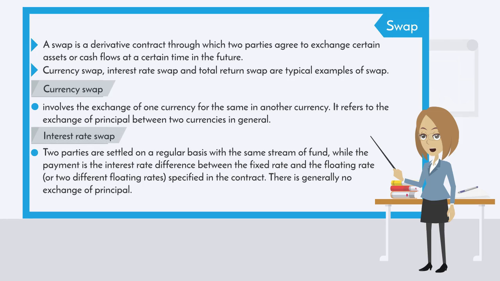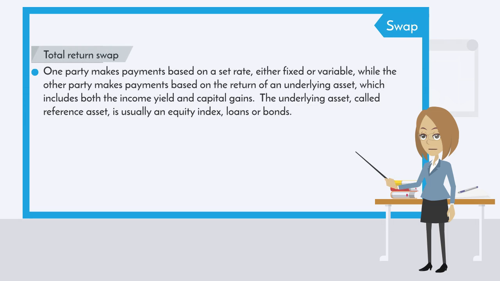If it is an interest rate swap, two parties are settled on a regular basis with the same stream of fund, while the payment is the interest rate difference between the fixed rate and the floating rate, or two different floating rates, specified in the contract. There is generally no exchange of principal. The last one is total return swap. One party makes payments based on a set rate, either fixed or variable, while the other party makes payments based on the return of an underlying asset, which includes both the income yield and capital gains. The underlying asset, called reference asset, is usually an equity index, loans or bonds.